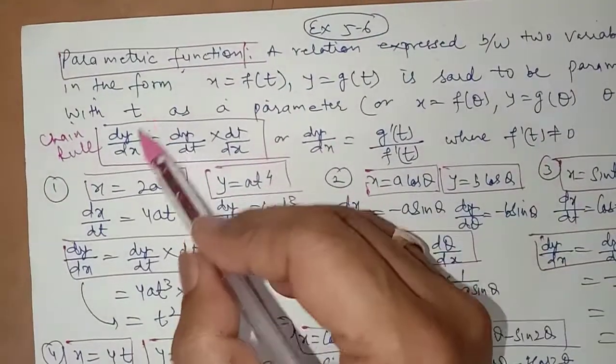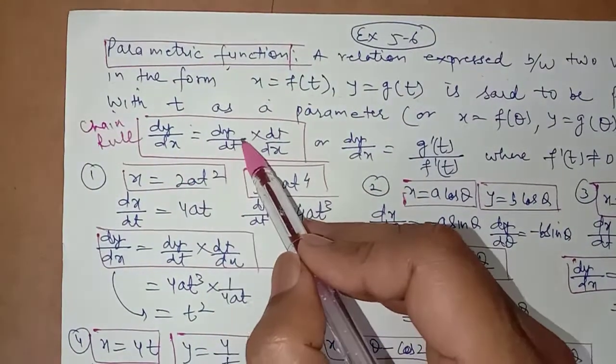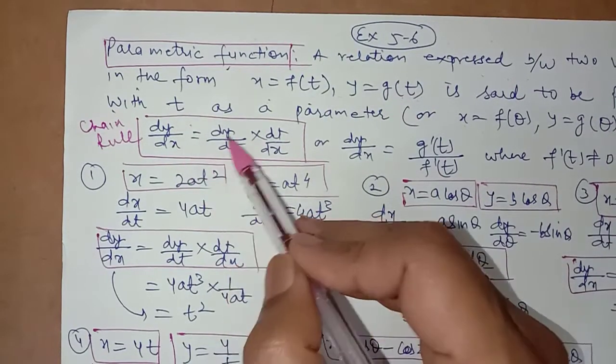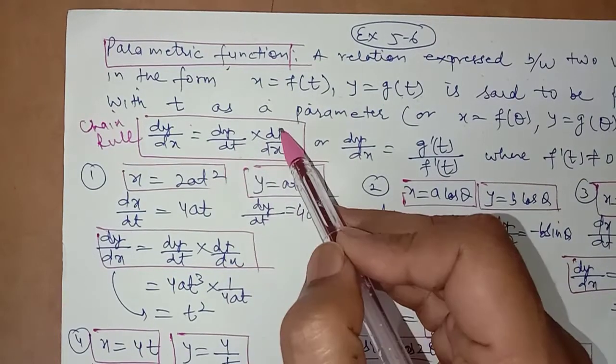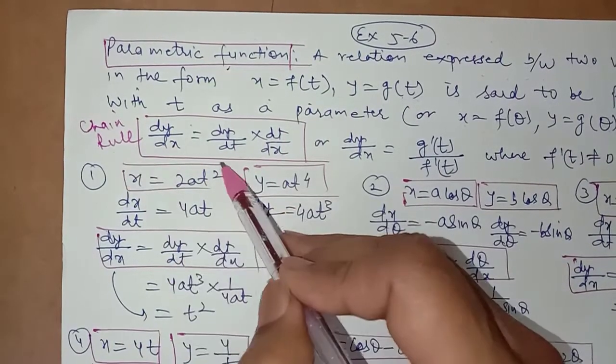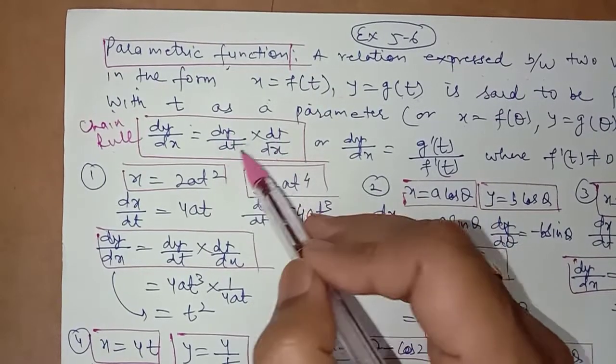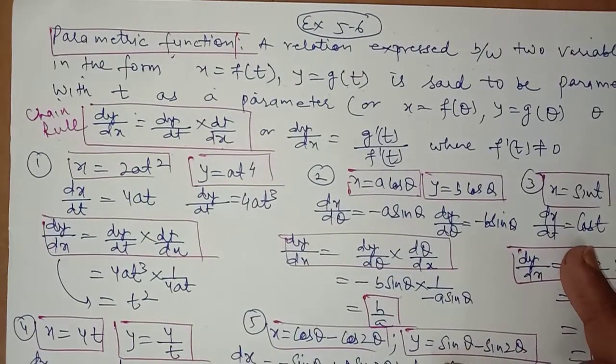Now we can find dy by dx by using the chain rule. In case the third parameter is t, dy upon dx will be equal to dy upon dt into dt upon dx. This is known as the chain rule because dt will cancel out, and we again get dy by dx.